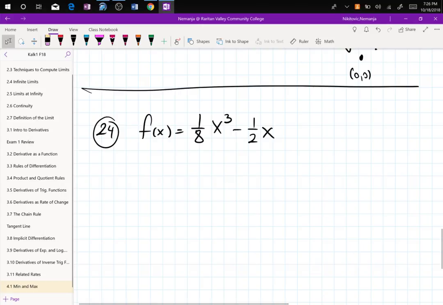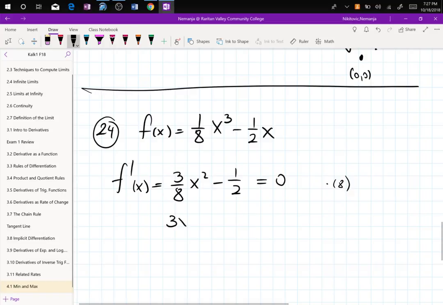So let's take a look at this problem together. So we have the derivative, which is f prime of x equal to 3/8 x squared minus 1/2. We set this equal to 0. We're good? And then I multiply both sides by 8 to have 3x squared equal to 4. Because when you multiply by 8, 1 times 8 is 8, divided by 2 is 4.